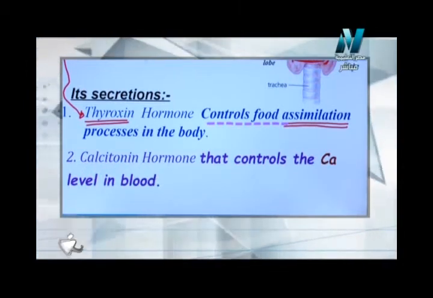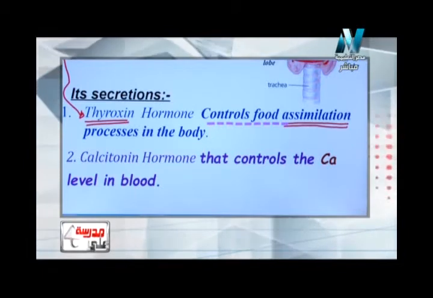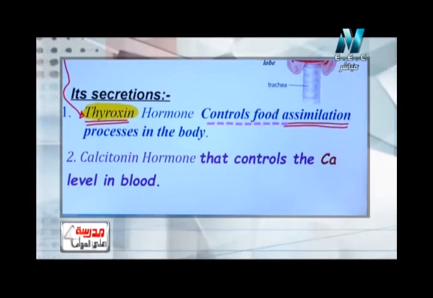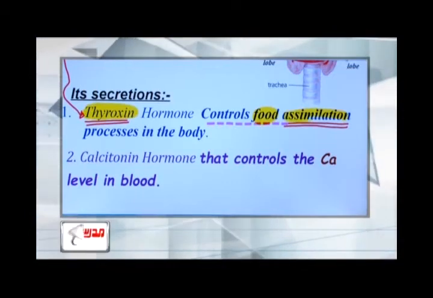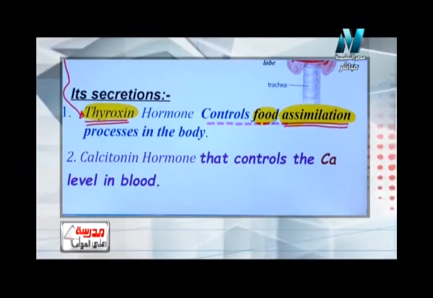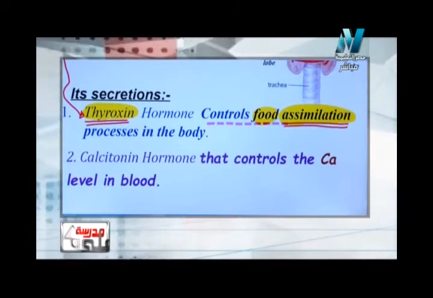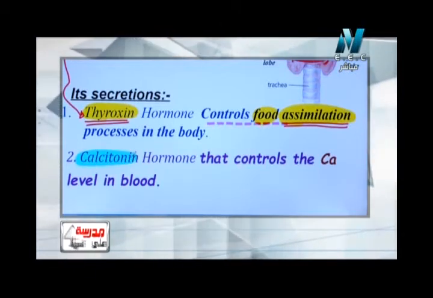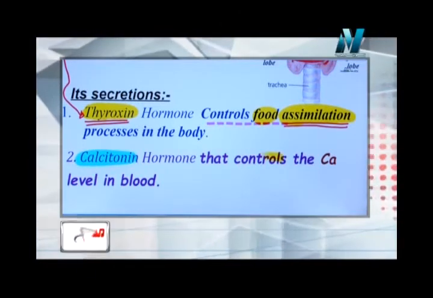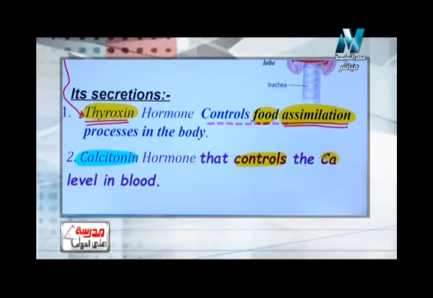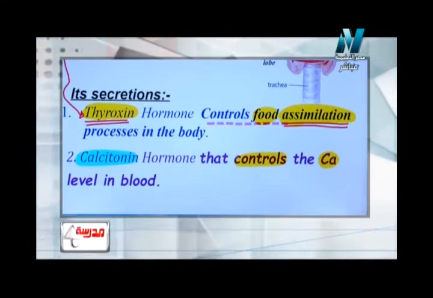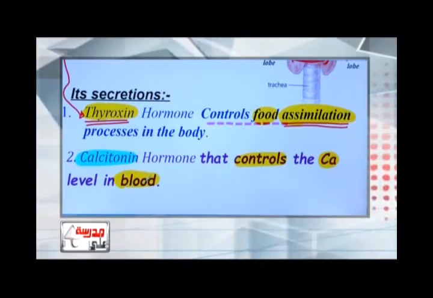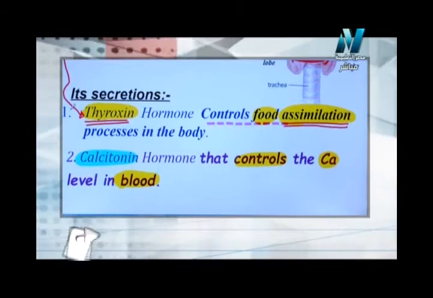So we have number one thyroxine hormone. Number one thyroxine hormone controls food assimilation, releasing energy أو إطلاق الطاقة from food. And number two we have here calcitonin hormone. Controls what? The level of calcium in what? In blood. بيتحكم في مستوى الكالسيوم not in bones. مش في العظم. In blood or in body عموما.